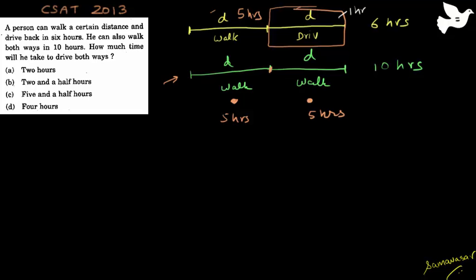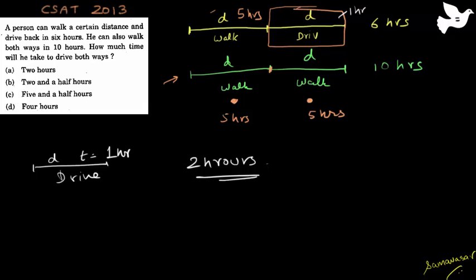So if he drives a distance of d, he is taking a time of 1 hour. So how much time will he take to drive both ways? So he goes and comes back, it will be 2 hours. So this is my answer.